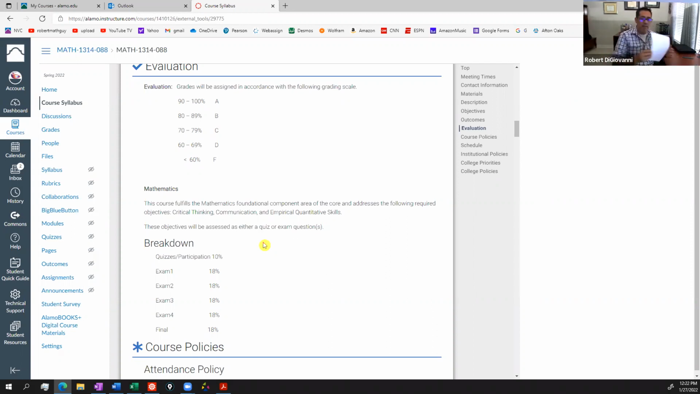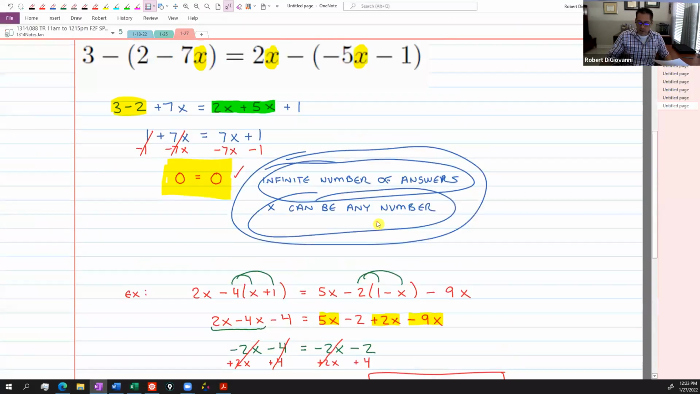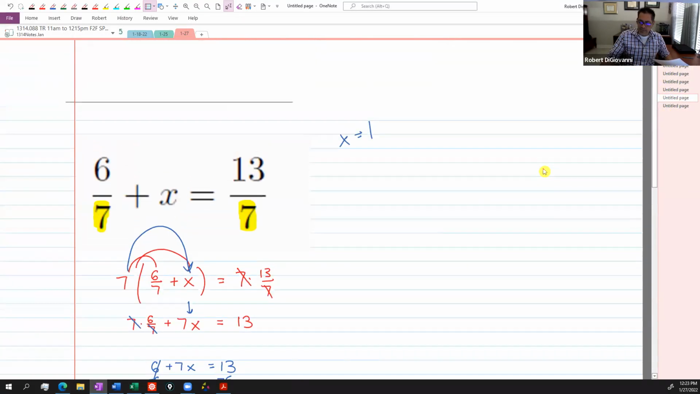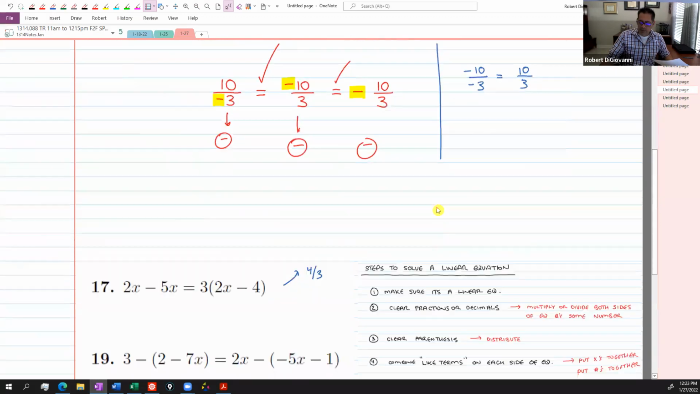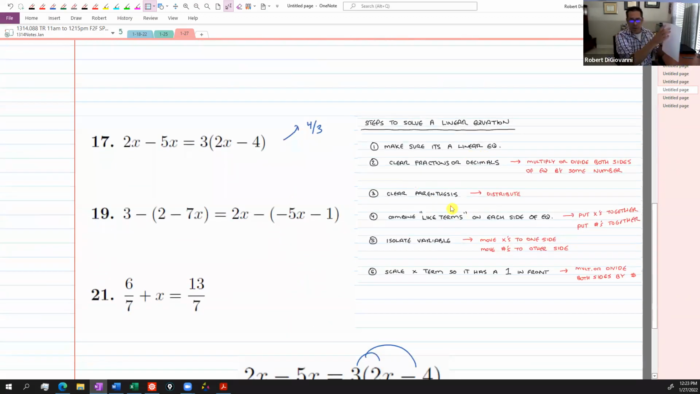I'm going to allow you to have one page, front and back, and you can put any formulas or steps or procedures on that page. You know the steps I just gave you? If that was helpful to you, you can put that here. If you want to have the formulas for how to add and subtract fractions, go ahead and put those here, all right? What you cannot have on this sheet is just worked out problems.